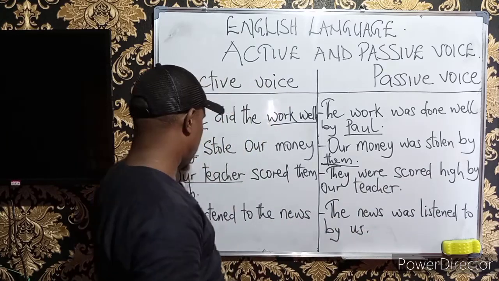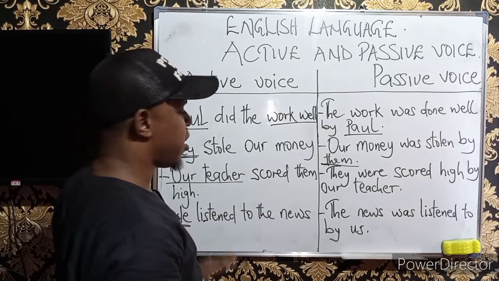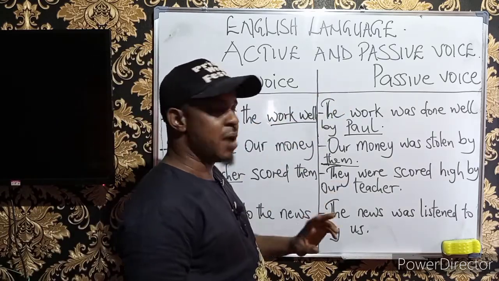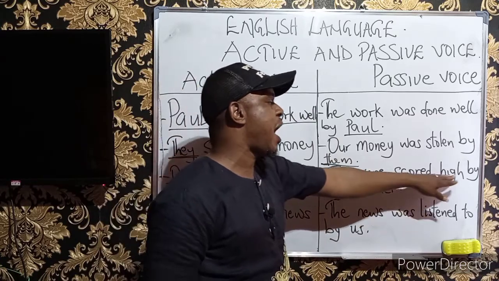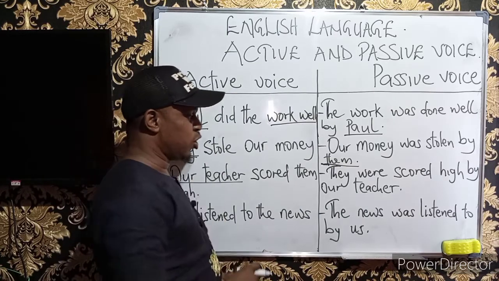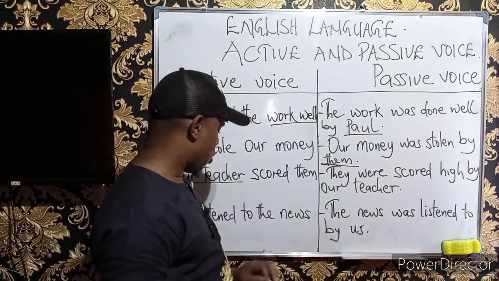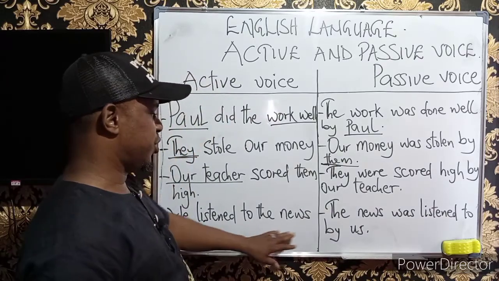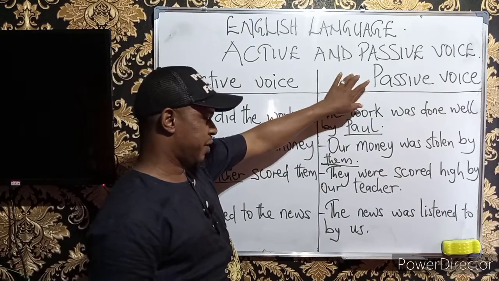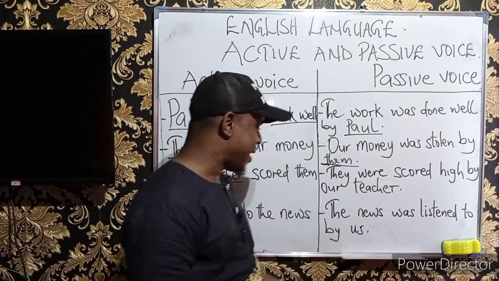The next example, here we have it as our teachers scored them high. But in the passive voice, it becomes they were scored high by our teachers. The same our teachers that is here goes to the objective side. The final one says, we listen to the news. That's in the active voice. But in the passive, it becomes the news was listened to by us.